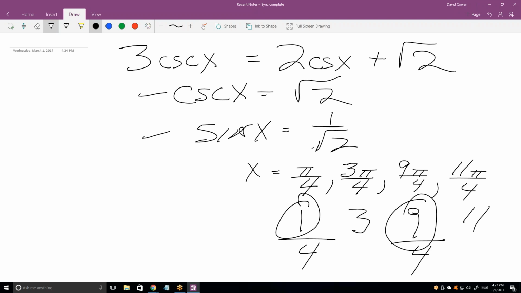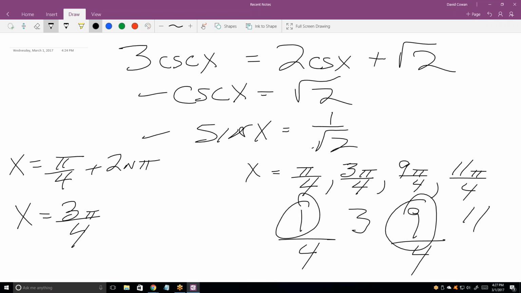So what's my first answer going to be? It is going to be pi over 4 plus n2 pi. Yeah, and that's pretty common. In other words, whenever you need 2 lines to do it, the second part's almost always 2n pi. And what's the second part? 3 pi over 4 plus n2 pi.